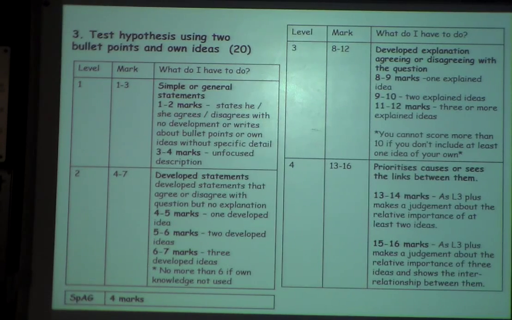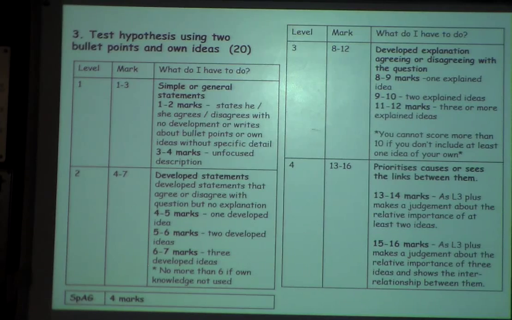If we look at level 3, 8 to 12 marks, you can see you need a developed explanation agreeing or disagreeing with the question. So for one explained idea, one P paragraph, you can get 8 to 9. For 2, 9 to 10. For 3, 11 to 12. But you cannot score more than 10 if you don't include one idea of your own.